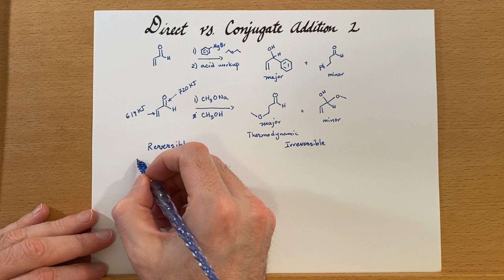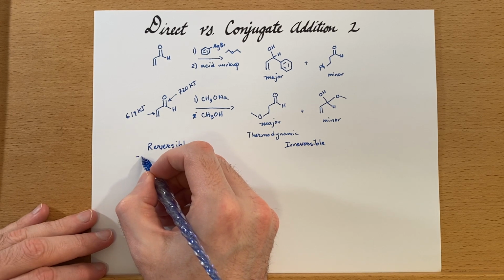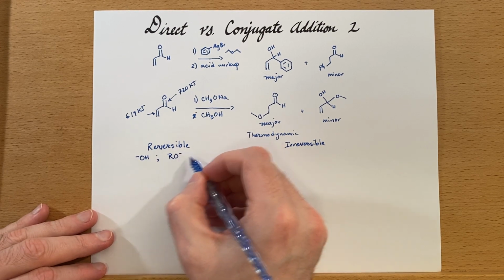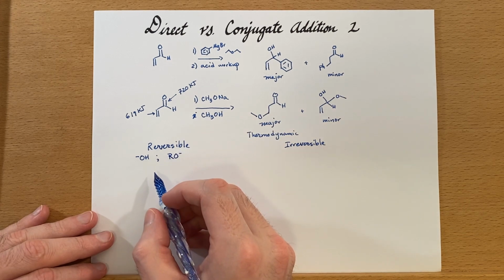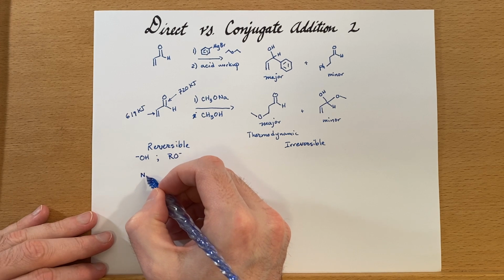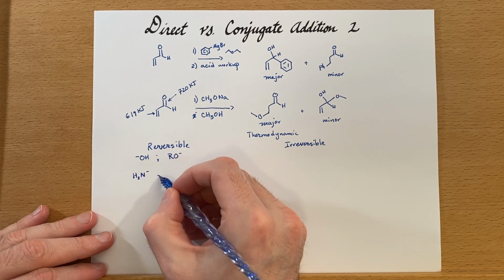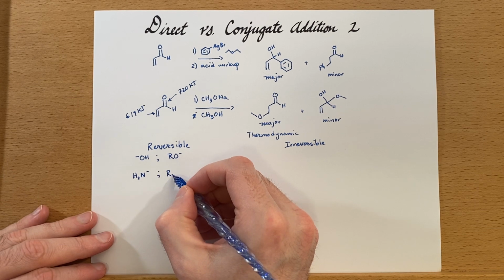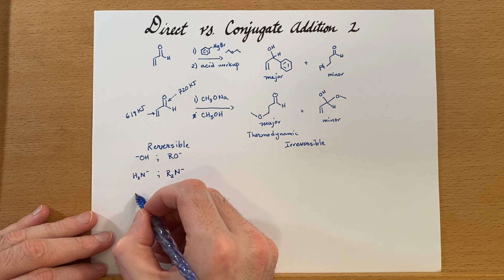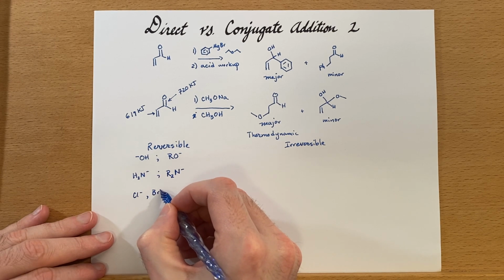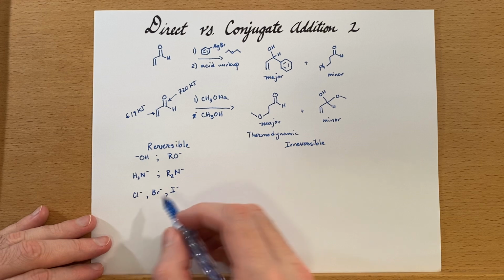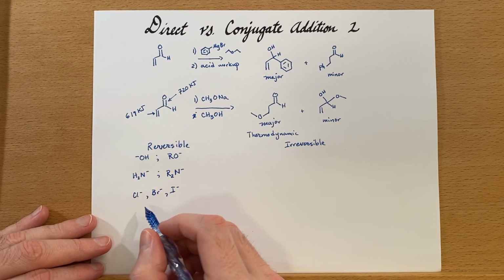So reversible ones would be like our hydroxide, and of course the corresponding alkoxide base. It should be clear that that is an example of a reversible one. Nitrogen nucleophiles, same kind of thing. Any of the halogens like chloride, bromide, iodide, these are really pretty stable ions, so it shouldn't be a surprise that that would lead to a reversible reaction.